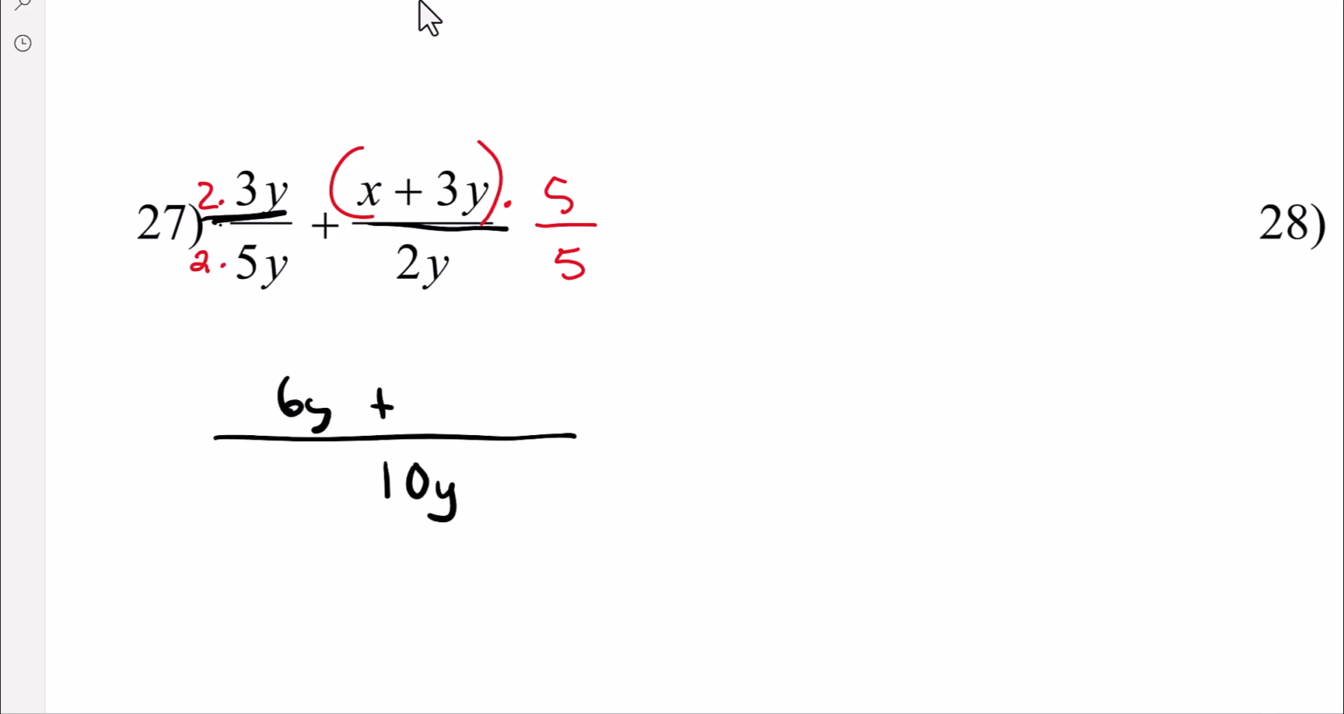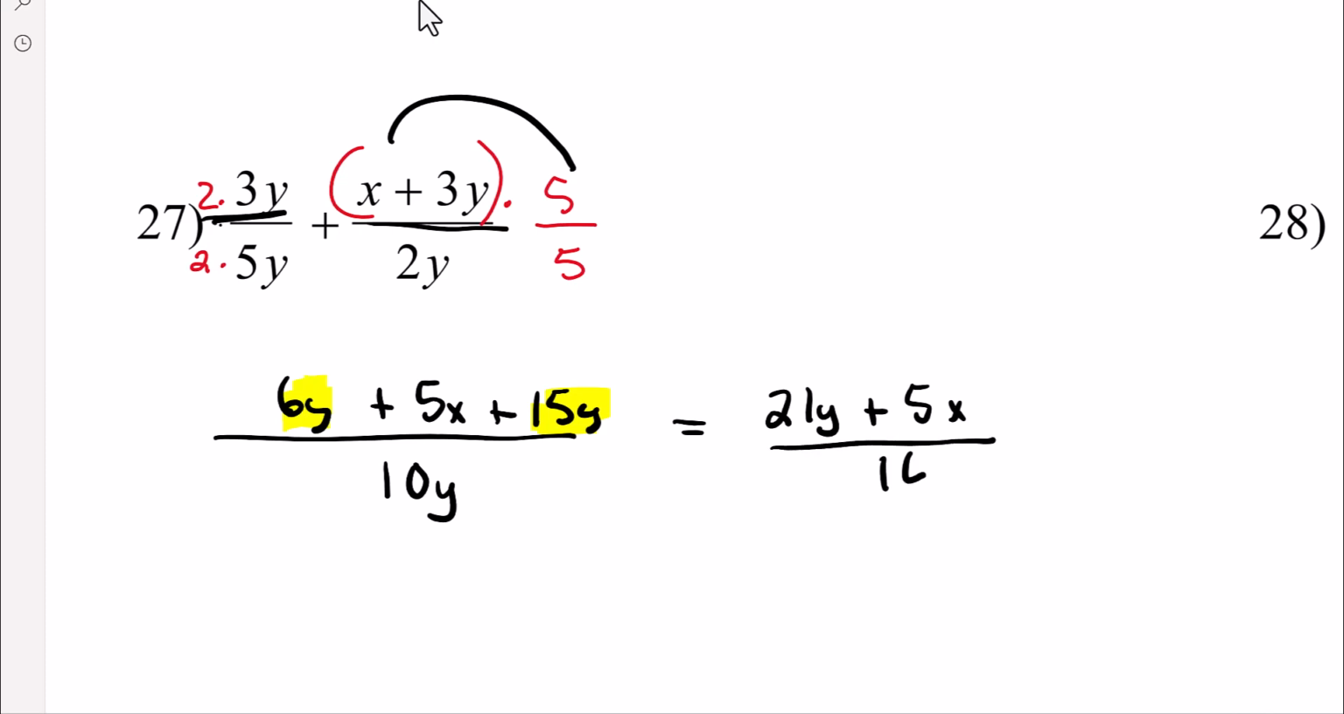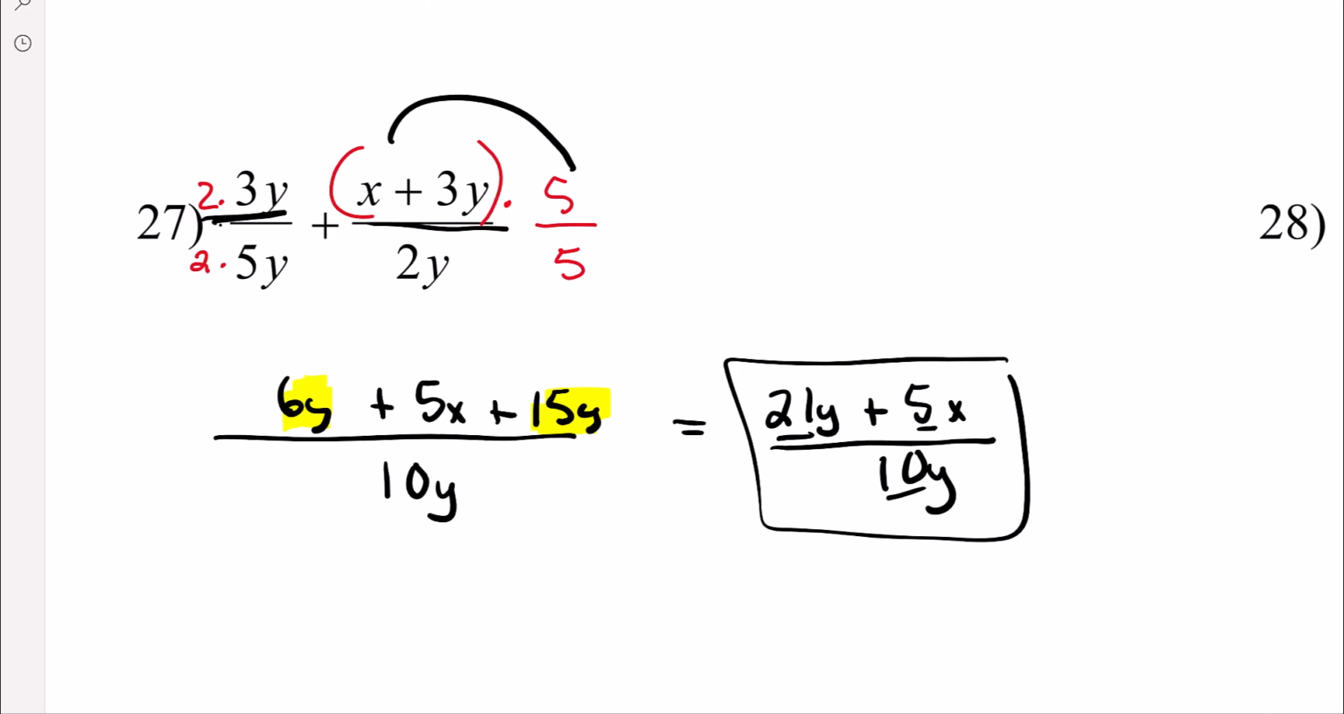Now over here you have to do the distributive. 5 times x is 5x. 5 times 3y is 15y. And now look at what we have. 15y and 6y, you can add together to be 21y plus 5x divided by 10y. And notice 10, 5, and 21, all three do not share factors. All three don't have a y, and all three don't have an x. So that's as simplified as you're going to get it. All right, that's it for this one.